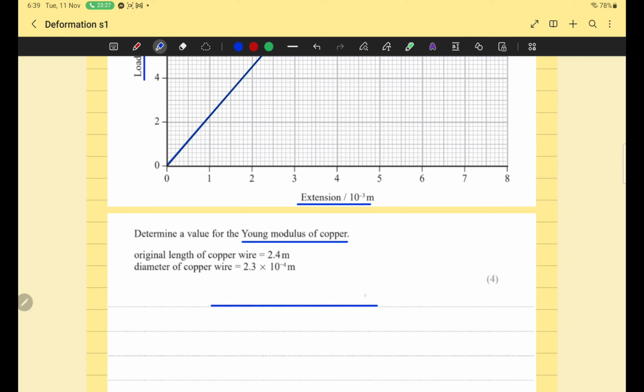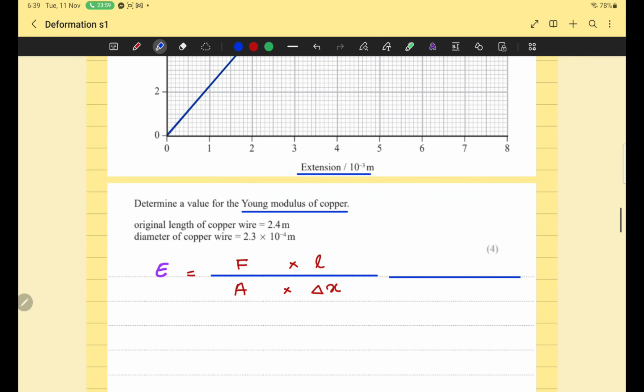Okay, so I'm writing the formula. Young modulus is denoted by E. Sir, why do you not write Y? Y should be Young modulus. Actually, its original name is modulus of elasticity. So we are calculating its elasticity. That is why it is denoted by capital E. And its formula is force per unit area, extension, original length. Okay. And now I'm trying to fill the values.